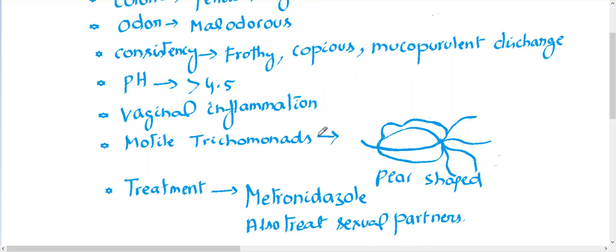Now, what are the motile trichomonads? When you do a wet mount and examine the vaginal discharge under the microscope, there will be a pear-shaped appearance of the trichomonas. You can see this is a pear-shaped appearance. Those are motile. That's how we see trichomoniasis under the microscope.